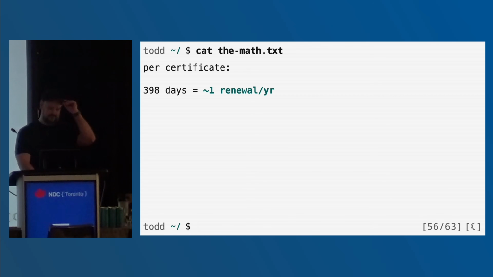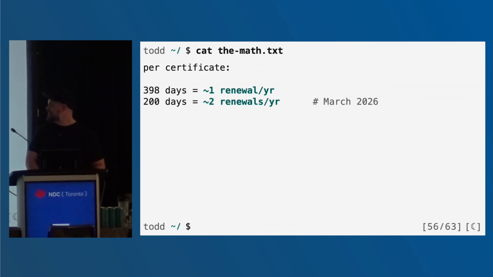How does that work out? A lot of companies are still doing this manually. And how it works right now is 398 days, which means once a year, you have a calendar task to buy a new cert, follow a runbook, and stick that certificate everywhere you need it to go.